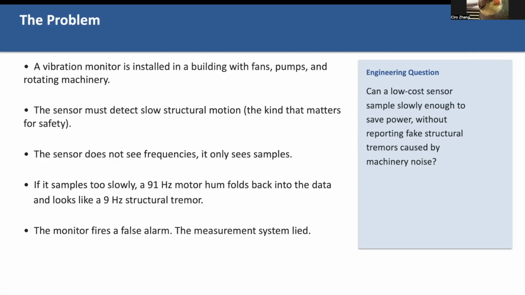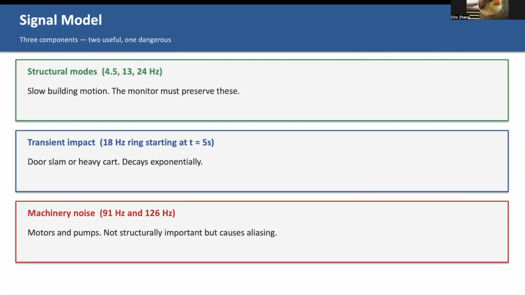These are vibrating at a very high frequency. And so in this case, if our sensor samples too slowly, these high frequency components don't just disappear. Oftentimes they actually fold back into the data and show up as low frequency tremors. In this case, our sensor would think that the building is shaking when it actually isn't, just because it's background noise from the machinery. So to start, let's talk about the model we're going to look at.